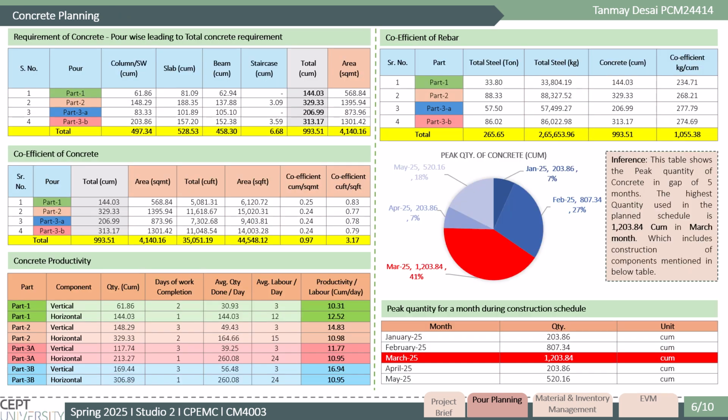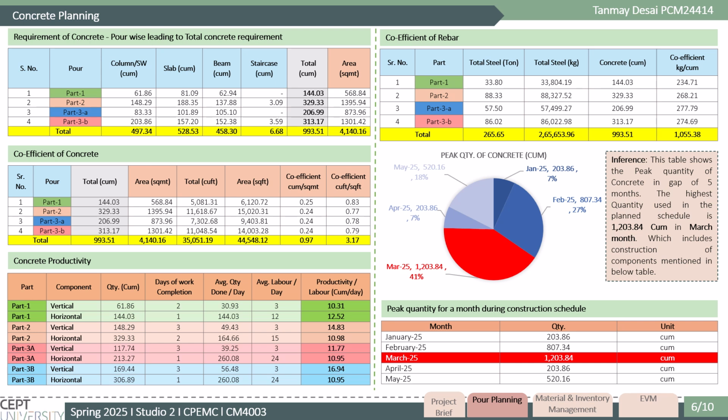In concrete planning, the total planned quantity is 993.51 cubic meters for one floor, including all pours and all components. For rebar coefficient, an average of 263.85 kg per cubic meter is observed. Part 3A is the most rebar intensive at 277.79 kg per cubic meter since it has all the major shear walls in it.